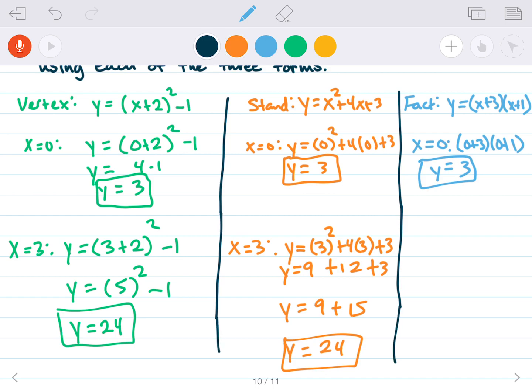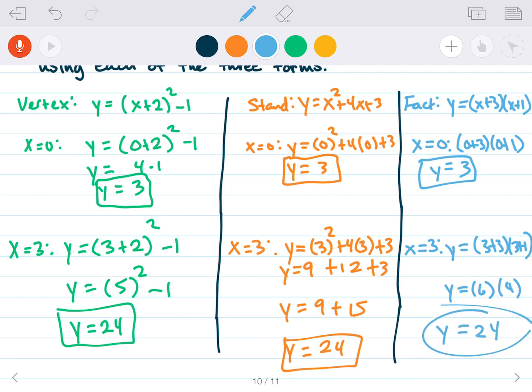And finally, for factored form, when x equals 3, we get y equals 3 plus 3 times 3 plus 1. Oops, not 9. 6 times 4, once again, is 24. So the point of all of this is that when you plug an input into any of these three forms, you're going to get the same output because they're secretly the same function. They're just written a little bit differently.